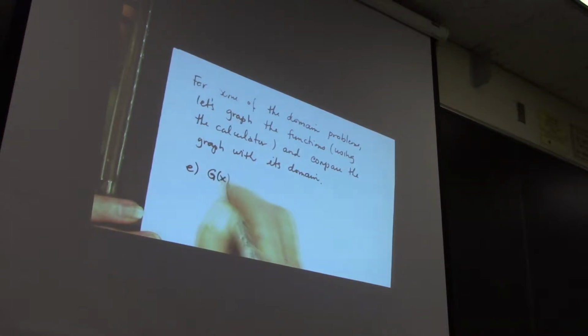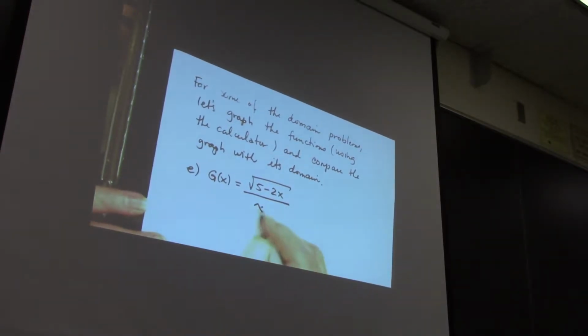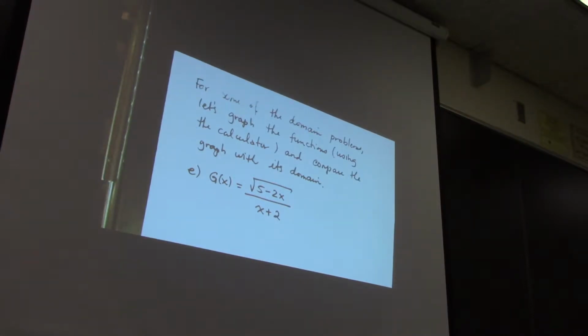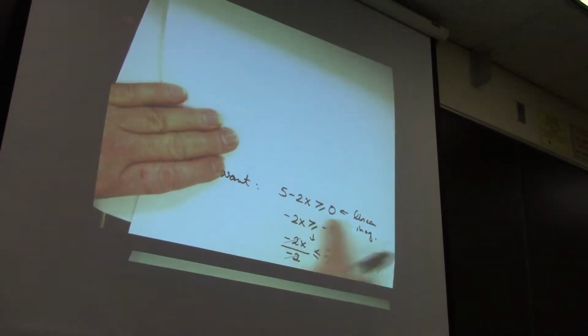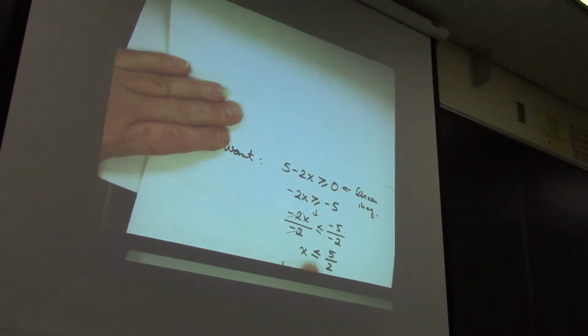Okay, so I'm just going to pick a few of them. g of x was the square root of 5 minus 2x, over x plus 2. Now, we had, of course, a square root. I'm not going to do this over again, but the expression under the square root had to be greater than or equal to 0. We solved that linear inequality, and we got that x has to be less than or equal to 5/2, 2.5.